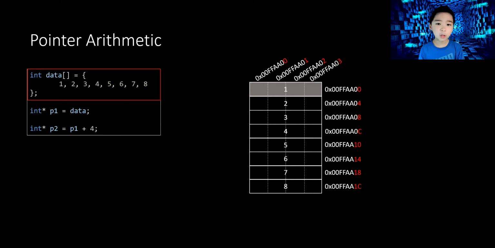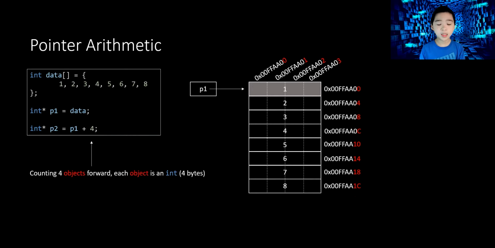We look at each row as a 4-byte object and say this object's address is the address of its first byte, which is 0 in this example. Then the second integer 2 takes the second row and its address is 4, and so on. The next statement assigns data to an integer pointer, p1. For the last statement, we assign p1 plus 4 to another integer pointer, p2. Well, what does that mean?